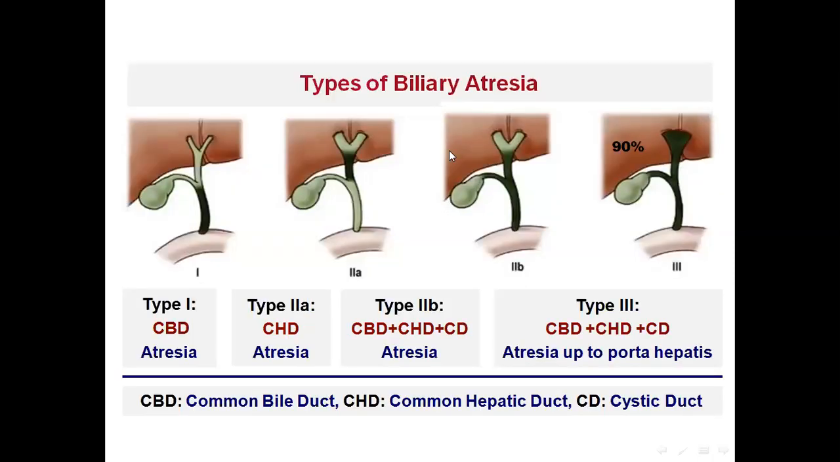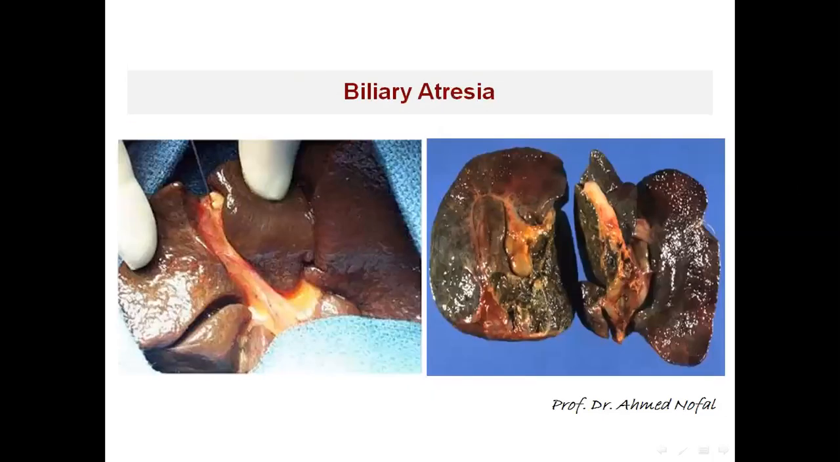The types of biliary atresia are: type 1, there is atresia of the CBD; type 2, there is atresia of the CHD; type 2B, there is atresia of the CBD, cystic duct, and CHD. Type 3, there is atresia also the same as this, but the atresia is up to the porta hepatis. This is a photo of biliary atresia.